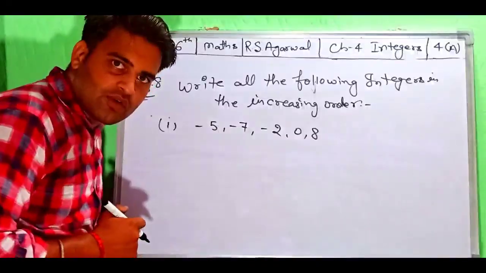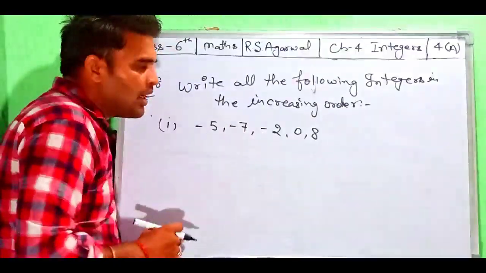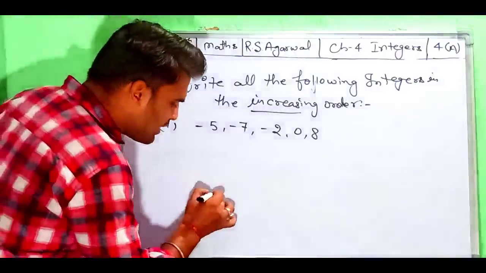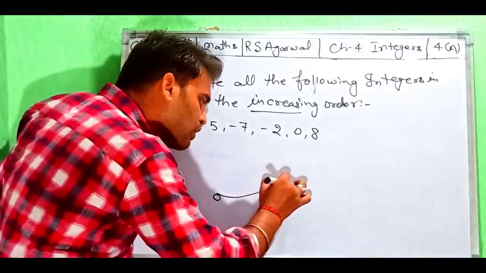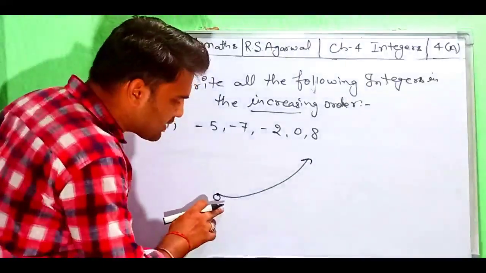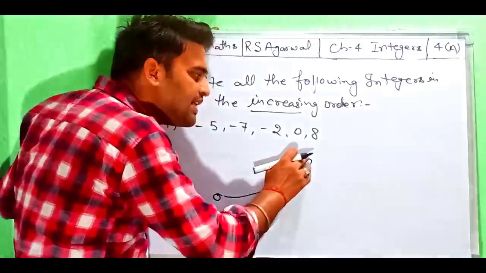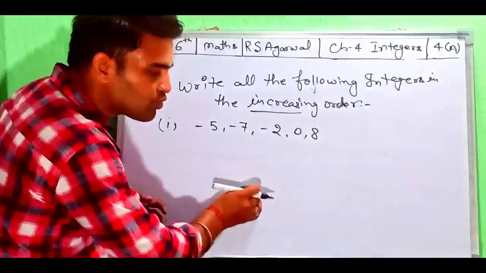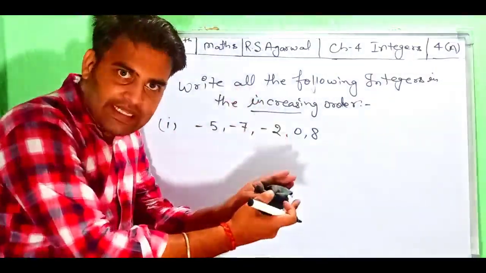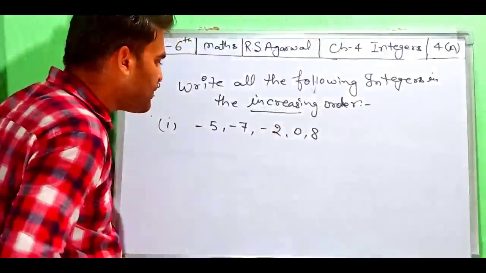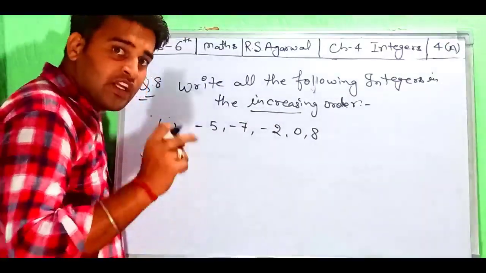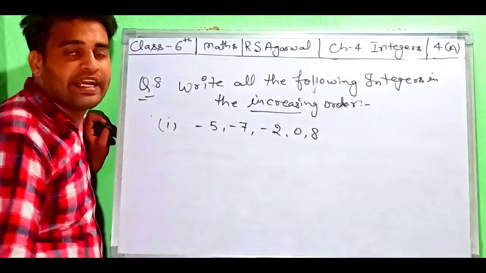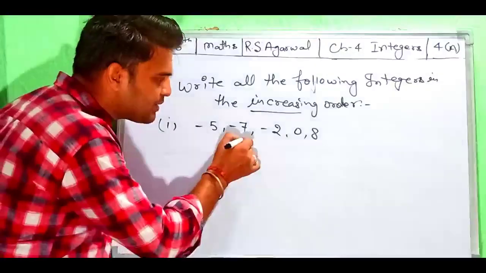Now look, students, if we have this kind of question, we will have to write in increasing order. Increasing order means we start from something and it keeps increasing, from the smaller number to the greater number. First we take the smaller number, then the greater number, again the greater number, and so on. For that, first we have to choose the smaller number. What is the smaller number? The biggest negative number is the smallest. The biggest negative number is -7.